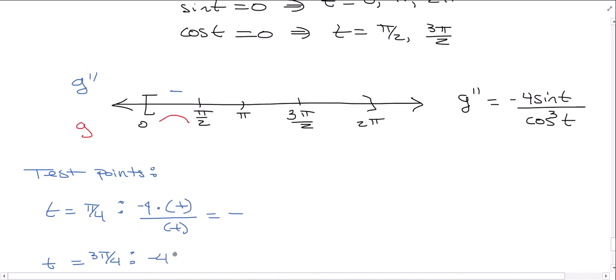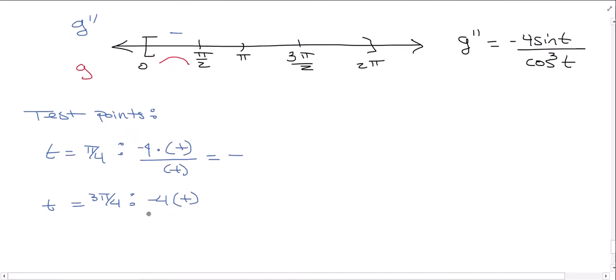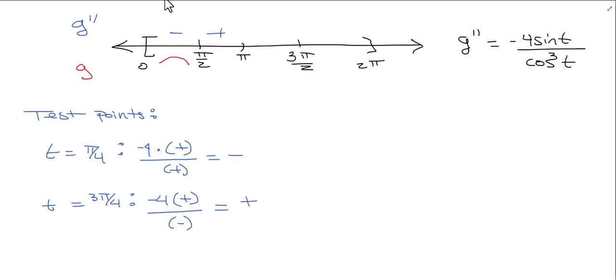So you're going to have negative 4 times sine of 3 pi over 4. That's in the second quadrant, so that's still going to be positive, divided by cosine cube of 3 pi over 4. Now cosine in the second quadrant is negative, so a negative to the third power is still negative. So now you have negative times positive divided by negative, so that's positive. So the second derivative is positive, which means the function is curving upwards, concave up. So at pi over 2, we do have a point of inflection.